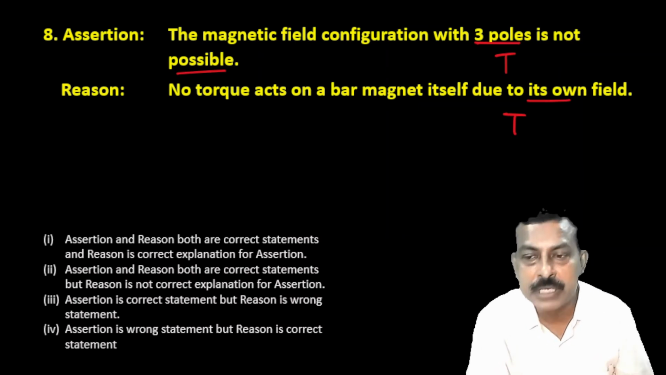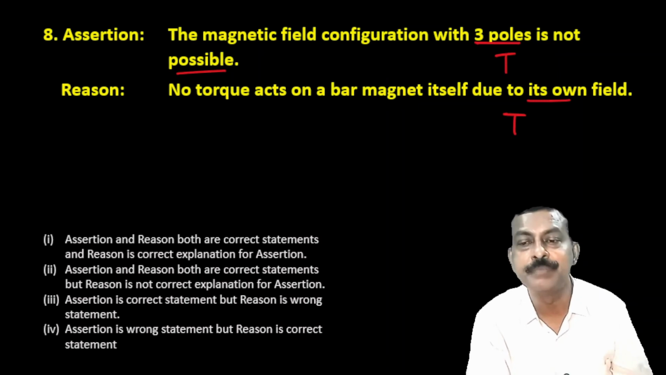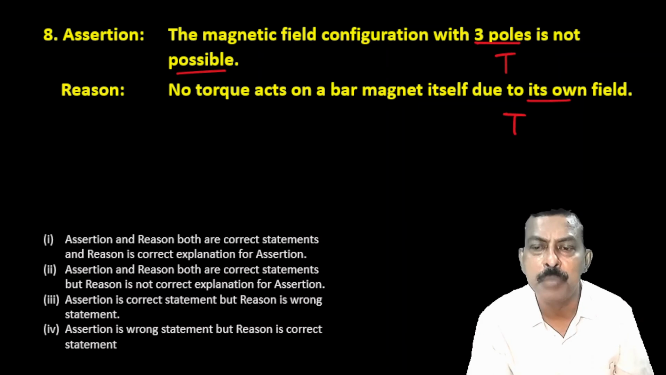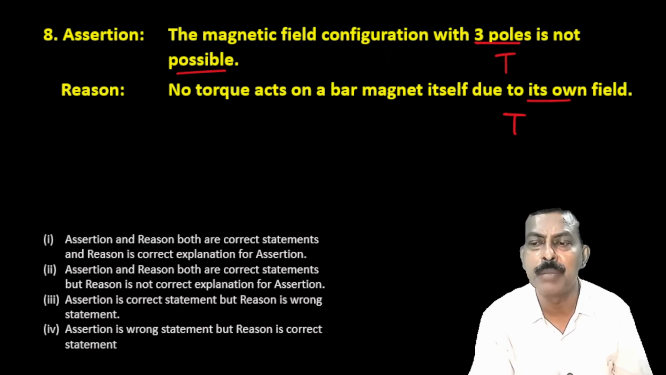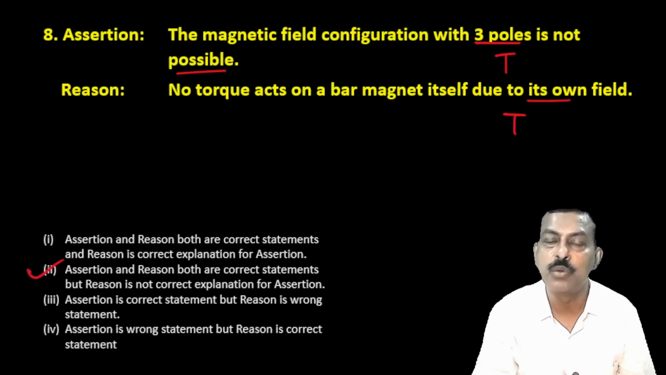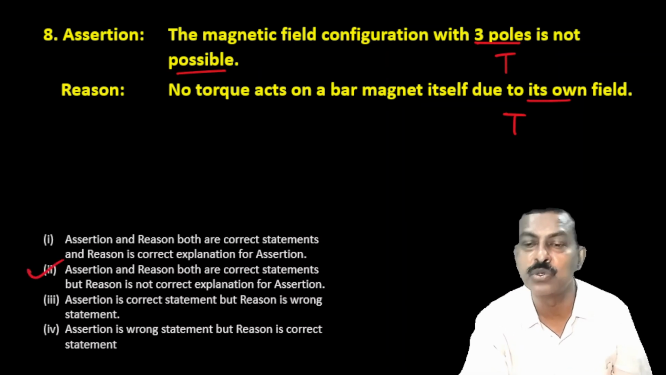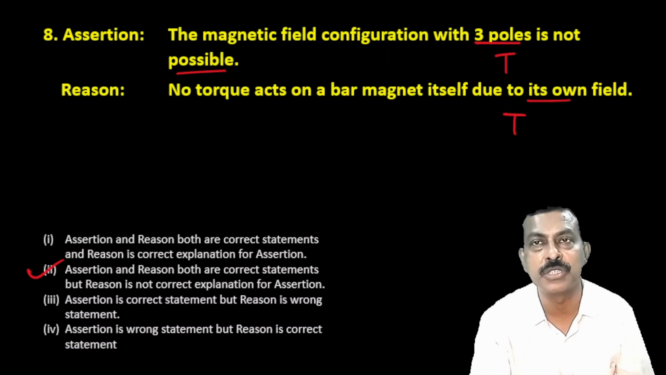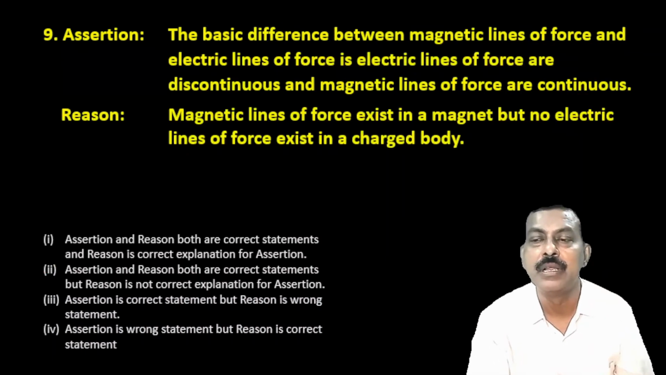Now let's read out the statement again. The magnetic field configuration with 3 poles is not possible because no torque acts on a bar magnet itself due to its own field. So it is not explaining the assertion or statement there. So obviously both are true, but it is not the correct explanation. So the second one will be the correct option. Now let's take the next question.